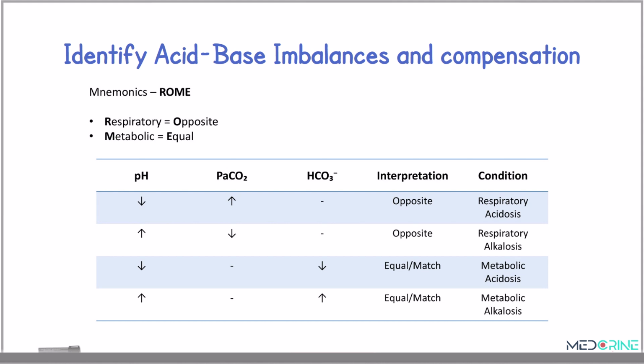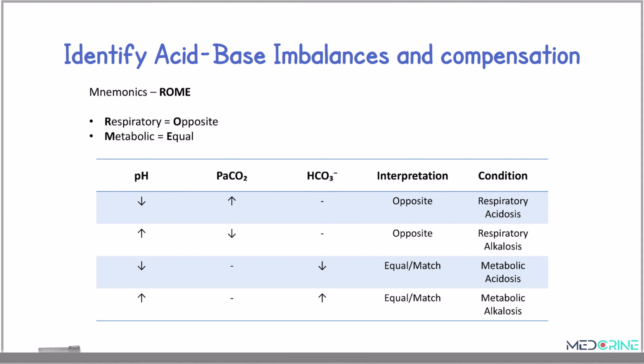Let's have a look at this table here. We have a low blood pH and an increased partial pressure of carbon dioxide. That is an opposite relationship, meaning we are having a respiratory acidosis. If we have an increased blood pH and a reduced partial pressure of carbon dioxide, that is again an opposite relationship. Therefore, we call it a respiratory alkalosis.